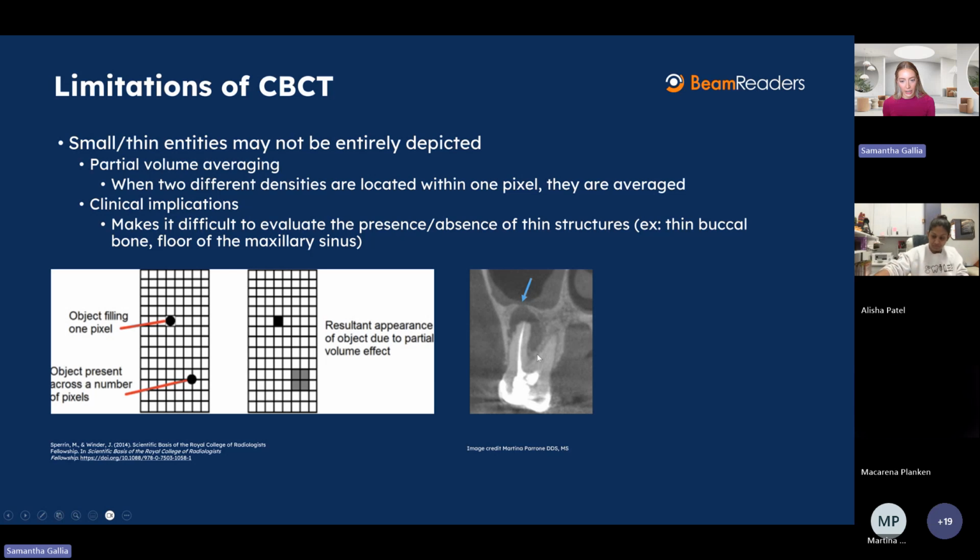So for example, right here, we can clearly see that we have periapical pathology at this molar. And right here is the floor of the maxillary sinus. And there's this area where it looks like the floor of that maxillary sinus is missing. But is the bone actually entirely missing? Or is it just partial volume averaging that we can't tell? Difficult to say.